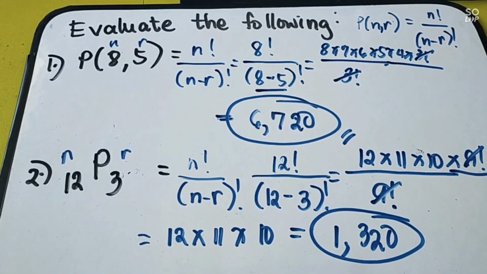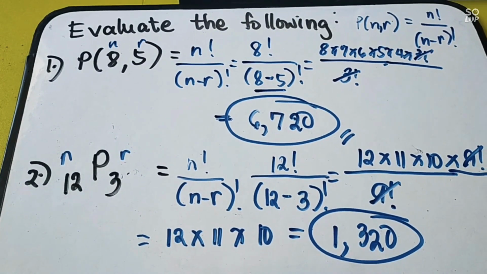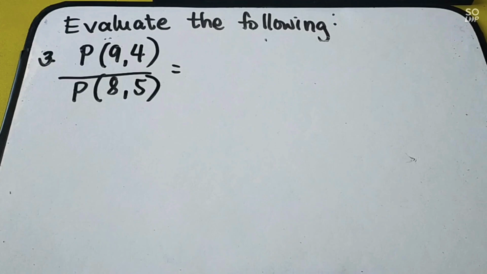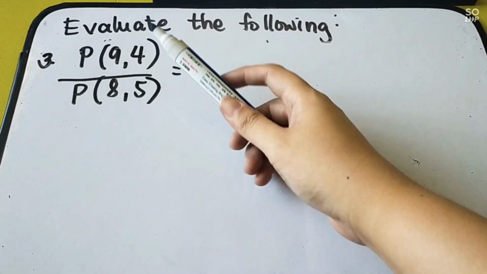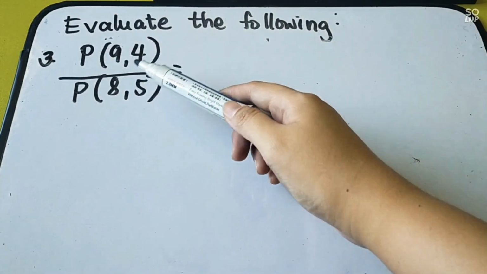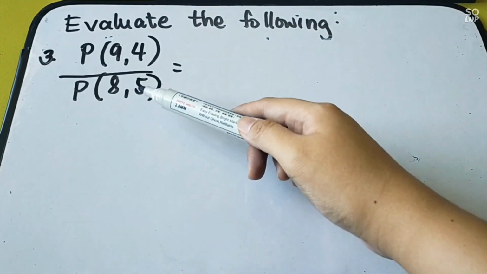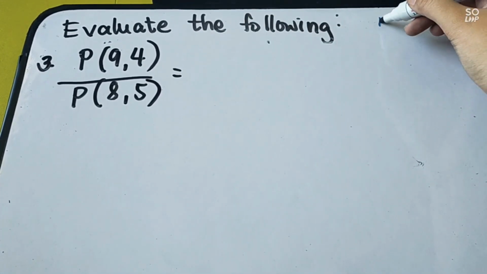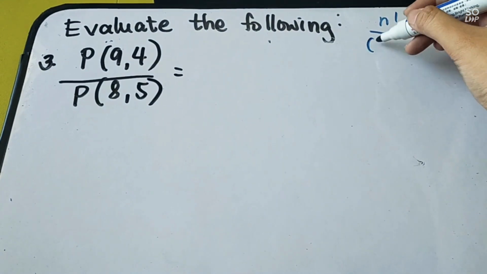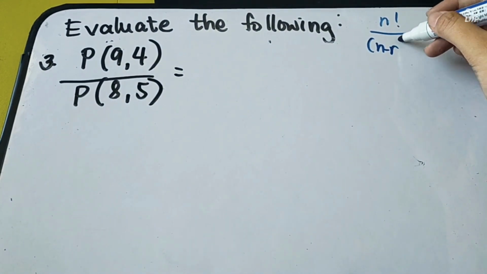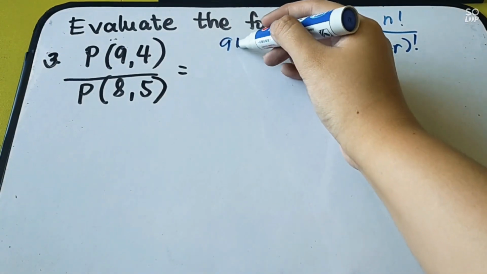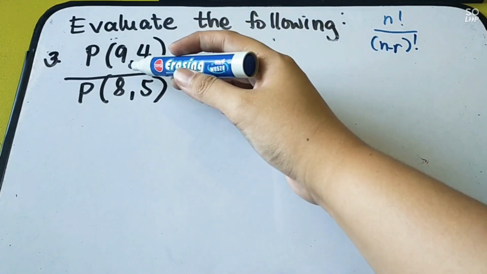Is it clear? So, that is number 2. Let's move on with more examples. Number 3. We have 9 taken 4 at a time and then divided by 8 taken 5 at a time. So, we have here our formula again. We have n factorial over n minus r factorial. So, we have 9 factorial over 9 minus 4.